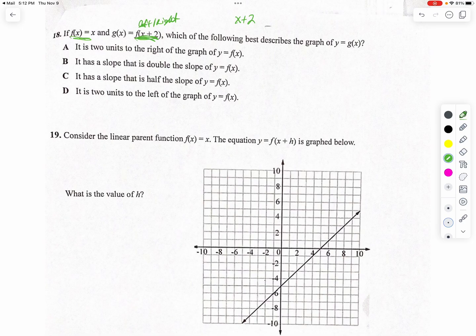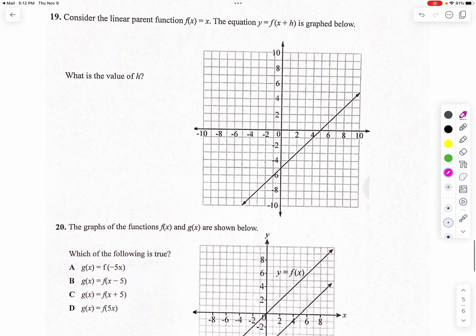So here, which one is going to work for us? It is 2 units to the right of f of x. It has a slope that's double, meaning 2x. It has a slope that's half, meaning 1/2 x. It says it is 2 units to the left of the graph. Yes, we said think opposite, right? Left. So this means left. So the answer is D.